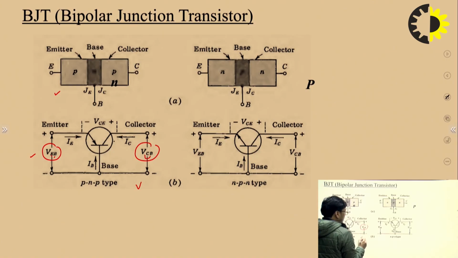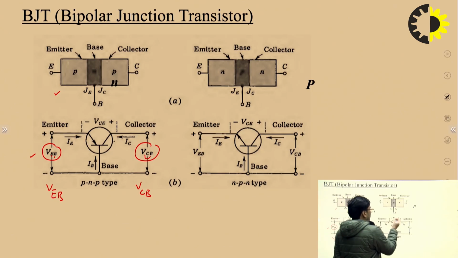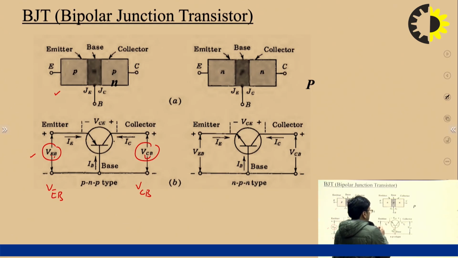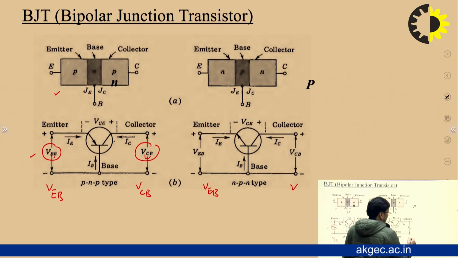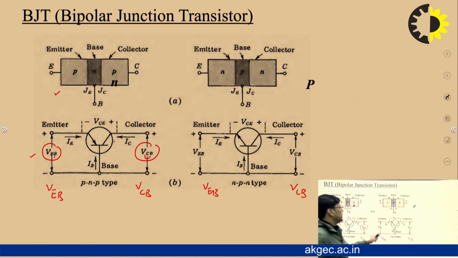That's why we write in the fashion of CB and in the fashion of EB, right? So this is a PNP type transistor, because the arrow is pointing inside, and if the arrow is pointing outside, this is an NPN transistor. And again, this is the emitter base voltage, this is the collector base voltage, right? And this is the direction of emitter current, base current and collector current. So this is a symbolic representation, and diagrammatically we have a representation in this fashion.